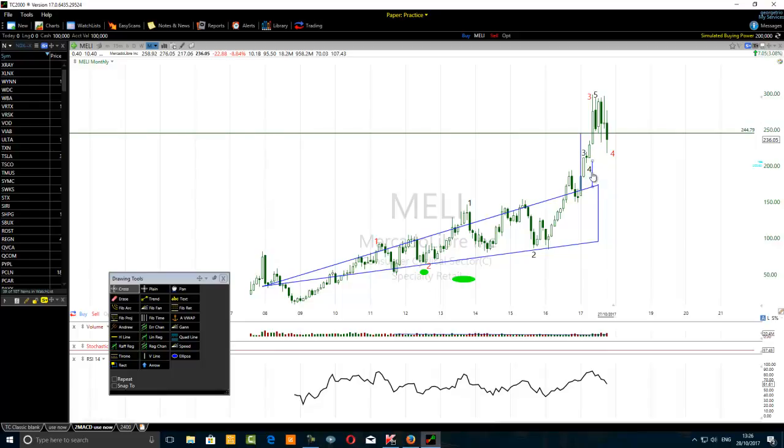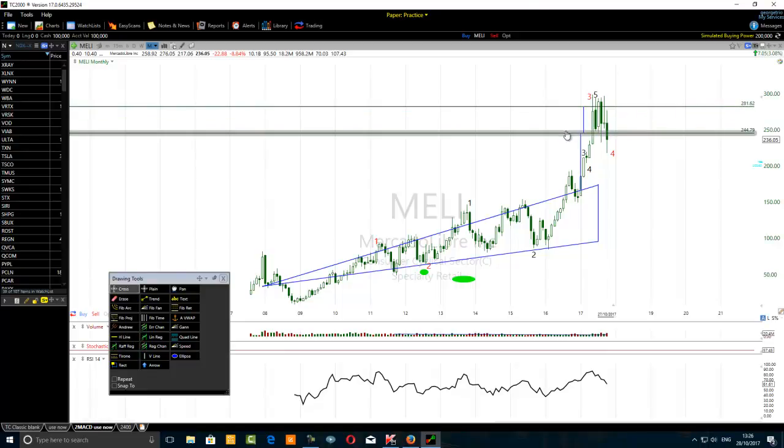So midpoint target, we project it up, and that's where the price stopping now. The price is in the midpoint target above the first ultimate target. So this is an ultimate target here.